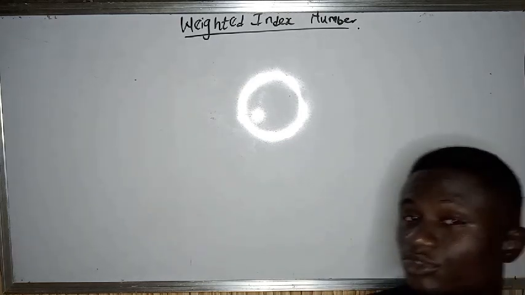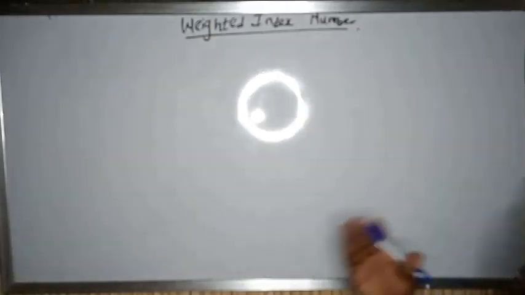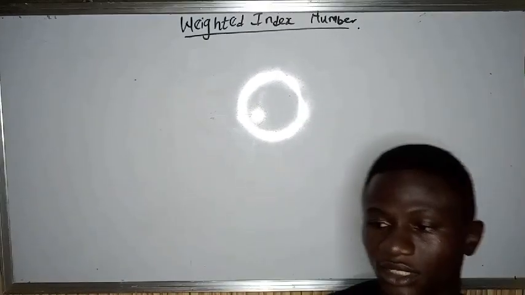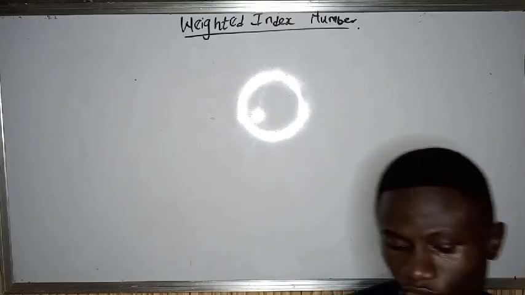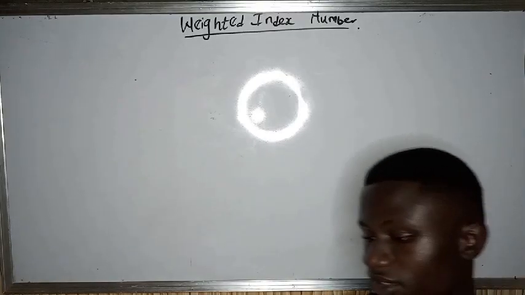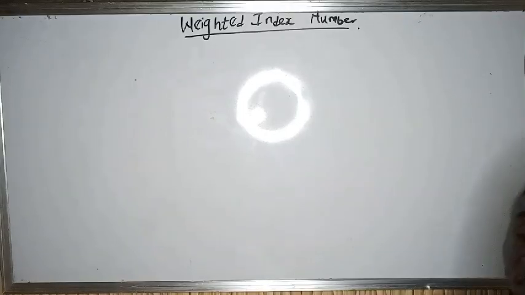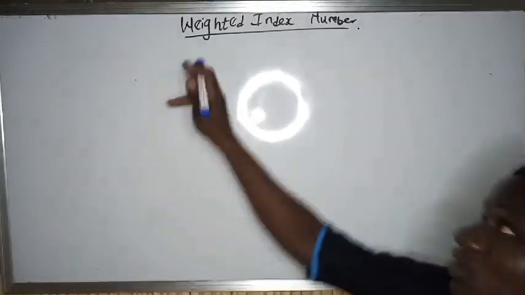So in today's class we'll be treating weighted index number. I've explained what index number is. We discussed a lot about index number in our previous classes. So according to what I have here, I said in this index weights are attached to each item. Let me explain what we mean by weighted index number.